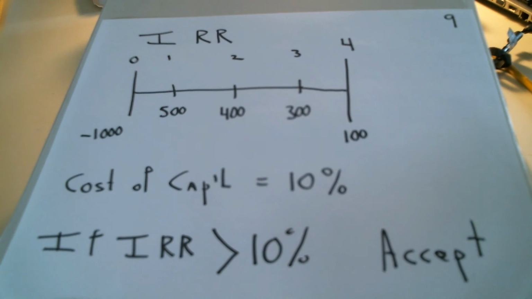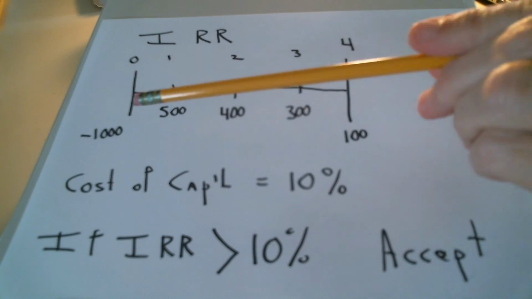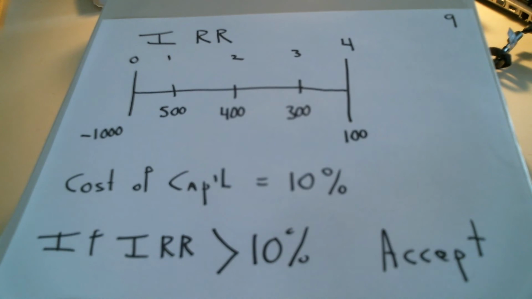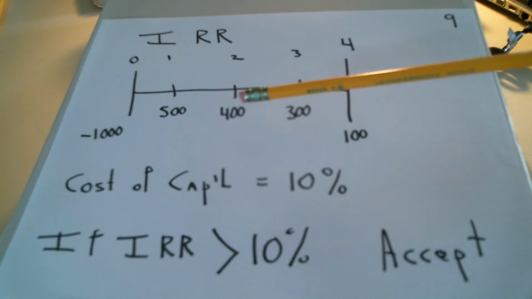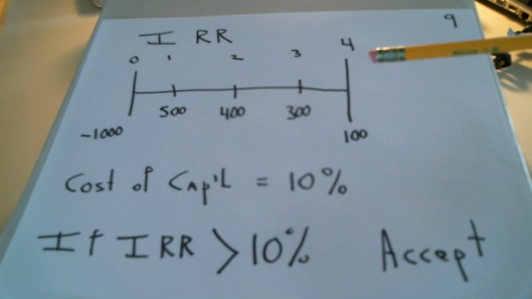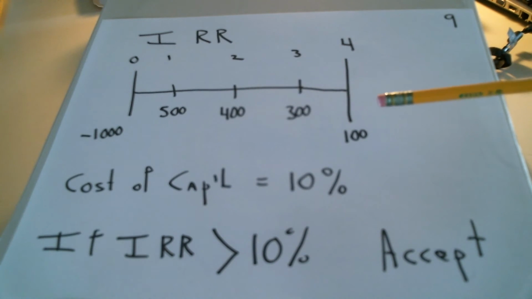Second method, internal rate of return. We've gone over this in previous chapters, so the principle doesn't change. Essentially, we have a timeline. Here we have laid out $1,000, and the first cash flow we're getting is 500, second 400, next 300, and the last cash flow is 100. So we work it the same way that we've done in the past.